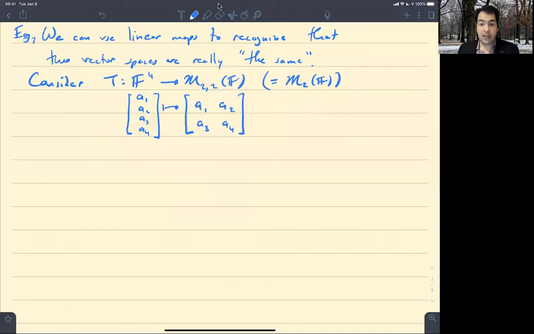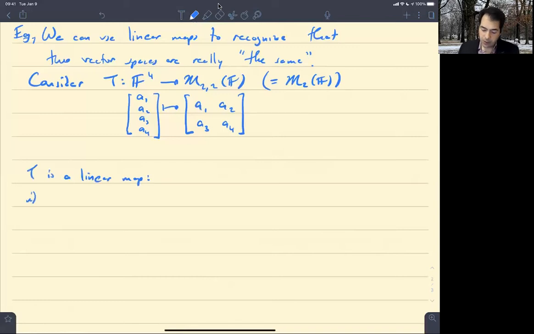And I mentioned last time that vector addition and scalar multiplication are going to give you basically the same result, just written in different form, regardless of which vector space you're working with, right? So a more formal way of saying that is that this map T is a linear map. So let's check that. So we need to check two things. We need to check additivity and we need to check homogeneity.